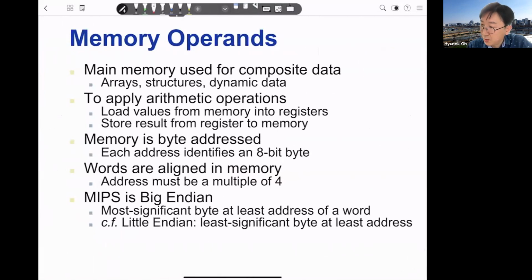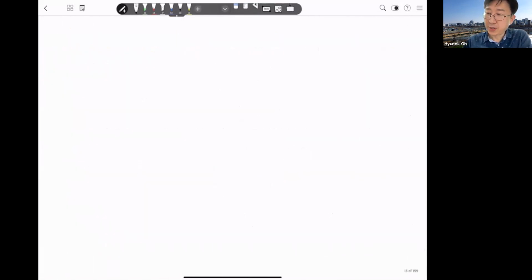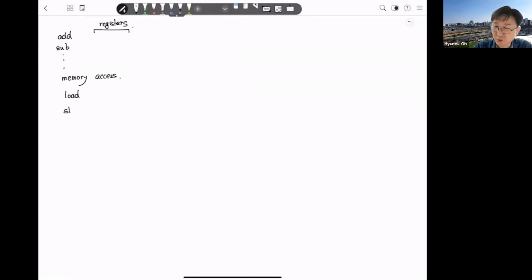Okay, so main memory, we know about that. For the arithmetic operation case, like add, subtraction, or others, everything requires registers. So an operand should be a register. There is no way to access a memory operand. For memory access, there are special instructions. We learn two instructions: one is the load instruction, and the other is the store instruction.